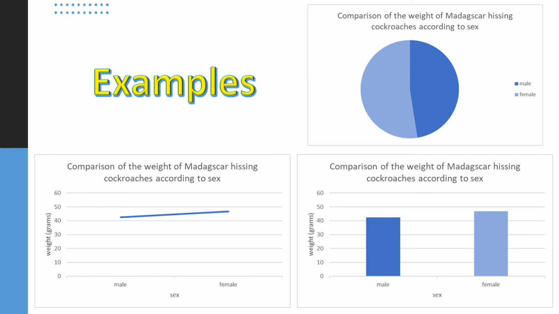So now that we have talked through the different types of graphs that you're going to look at, here are 3 examples of graphs. At the very top, you have a pie chart. All of these are on the same thing: comparison of the weight of Madagascar hissing cockroaches according to sex. So take a second to look at these 3 different graphs. Which one do you think best represents the data that you are looking at? I'll give you a few seconds. You can pause the video if you want. So take a minute.